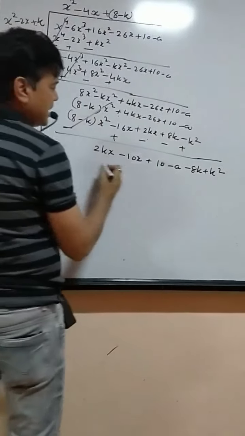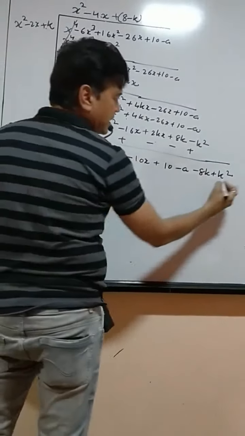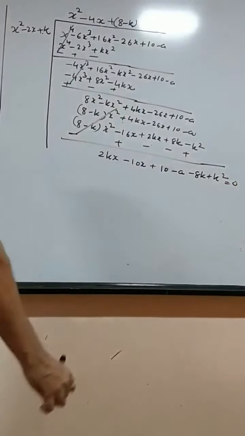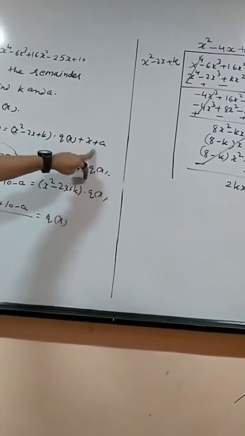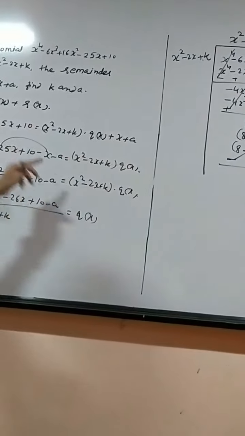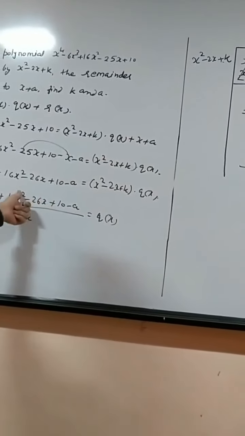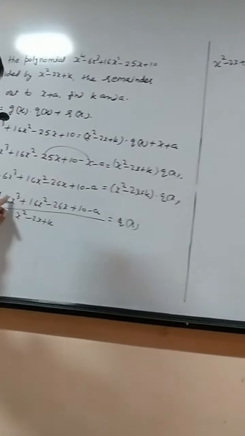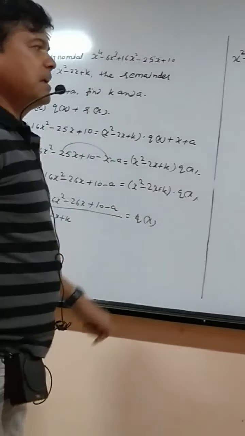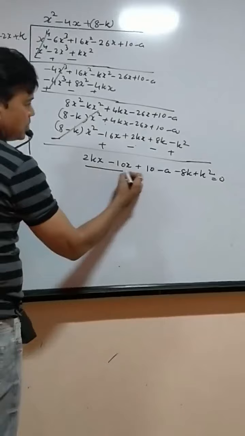But this is the remainder, and the remainder is 0. This is equal to 0. It was already given the remainder. Here what is left? We take it on the other side. So the remainder is 0. Why? Because this is a factor of this. p(x) is a factor of g(x). Therefore the remainder is 0. Therefore either this is 0 or this is 0.